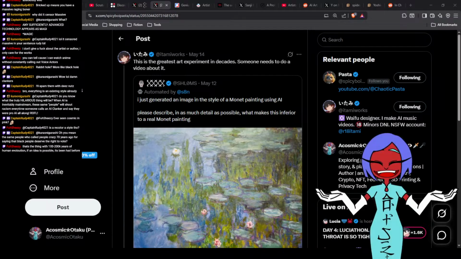Let's see. Ever seen Cosmic in pink? You know what? I think someone actually did do a render with me in pink. Let's see. Fushizi says, at Captain Rudy, is a recolor, a style, though.